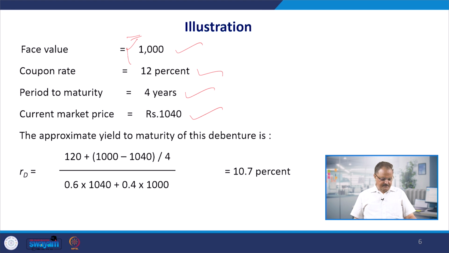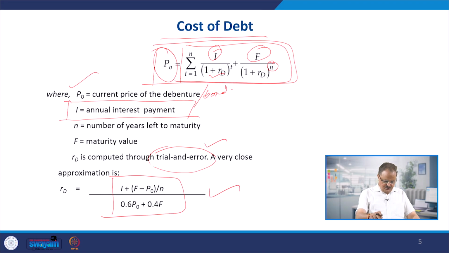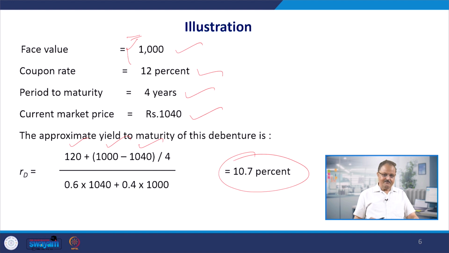By applying the approximation method, you can easily calculate that RD on this particular bond, the cost of debt of this particular bond, is 10.7%. Because you are taking I here as the interest, 120, and then you are taking the face value 1000, and the current market price, 1040. So what is the face value? This is going to be the F. F is basically the maturity value.